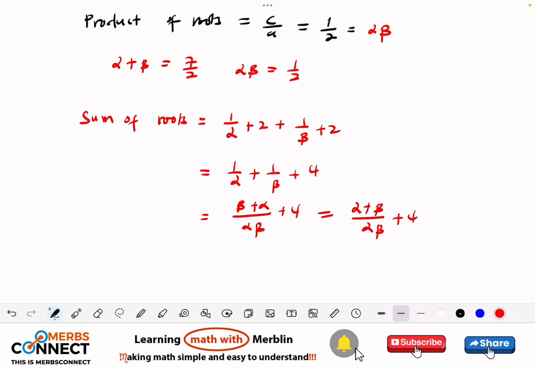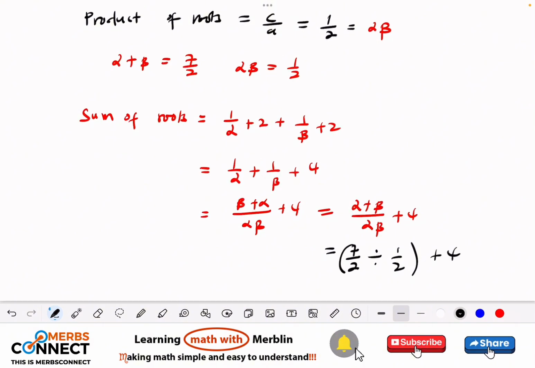So what can I do now? Now I know alpha plus beta to be 7 over 2 and alpha beta to be 1 over 2, so I just substitute them. So I'm going to have 7 divided by 2 on the top, now divided by beta alpha, which is 1 over 2. Then I'm putting this in brackets so that I can add the 4 to it.